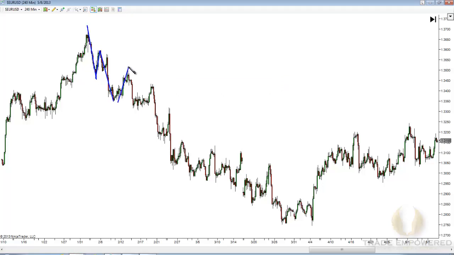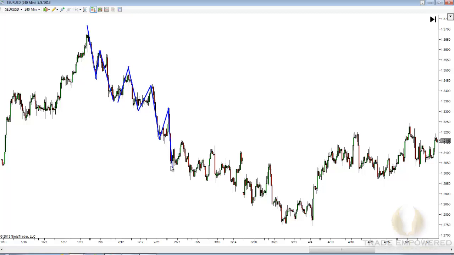Outside return, lower low, lower close, giving us a new structure low. Again, outside return, lower low, lower close, new structure low, and the pattern keeps repeating.